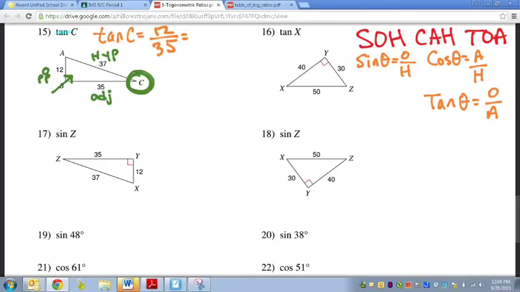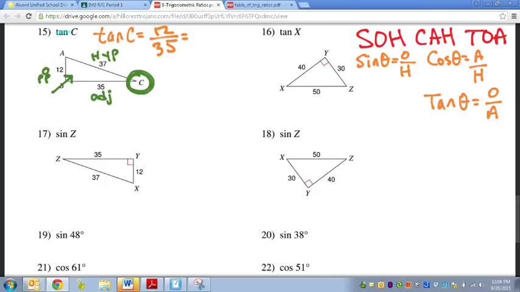Normally, if the tangent of angle C is 12 over 35, we'd be done. But if they want you to actually find the angle, in order to find out what C is, because notice in this triangle we don't know. Is it 20 degrees? Is it 30 degrees? We don't know. So what we do is we calculate tangent of C, which is 12 divided by 35.